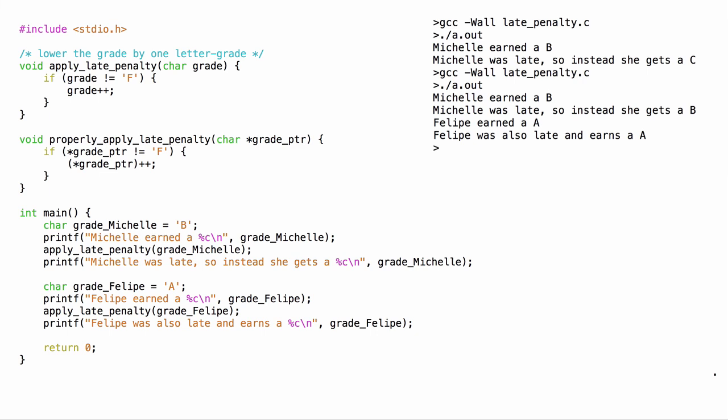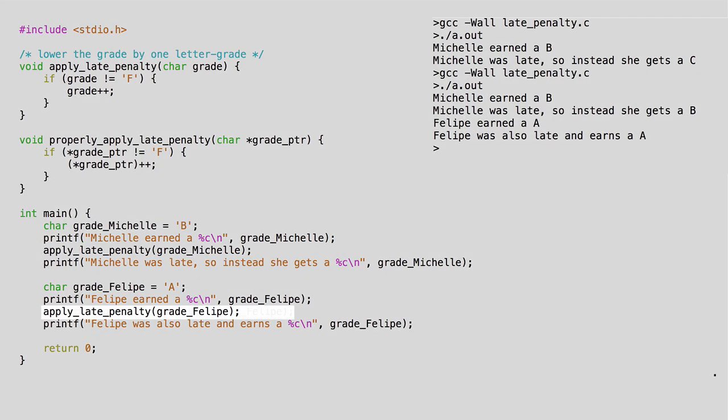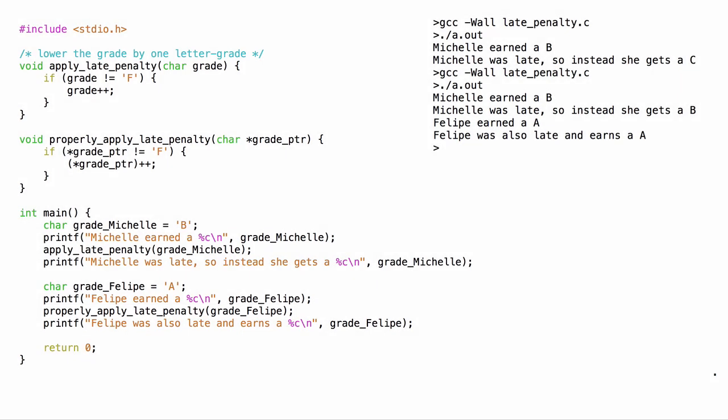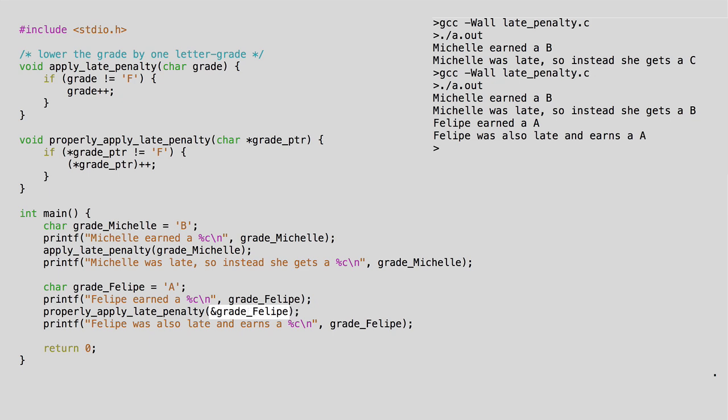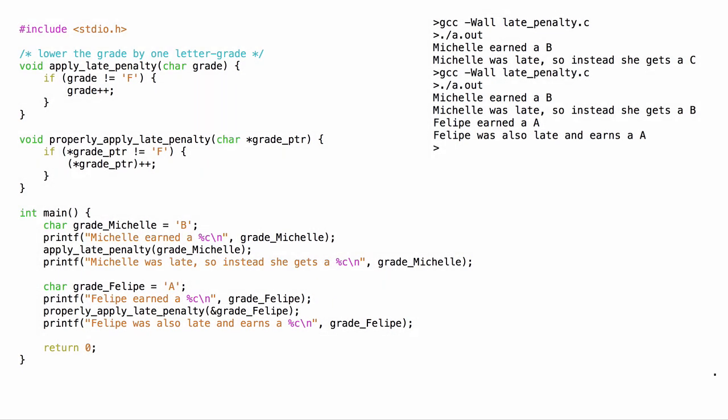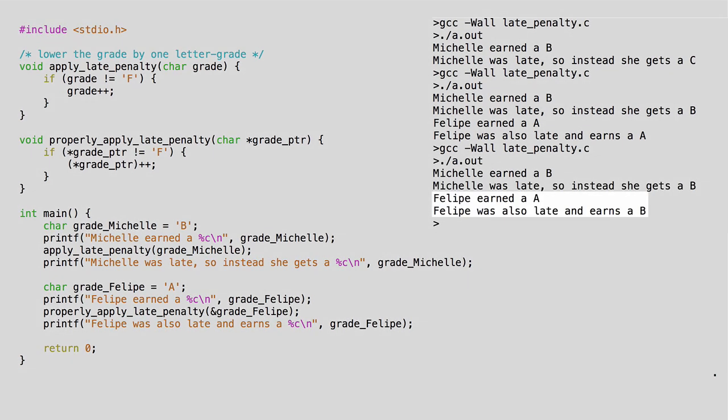The function looks good, but now we need to pay attention to how we are calling it. Let's leave Michelle using the old incorrect function and have Felipe use the new one. Our new helper function is expecting the address of Felipe's mark, so we need to use the ampersand operator in the call. As you can see, the value for grade Felipe is being changed.